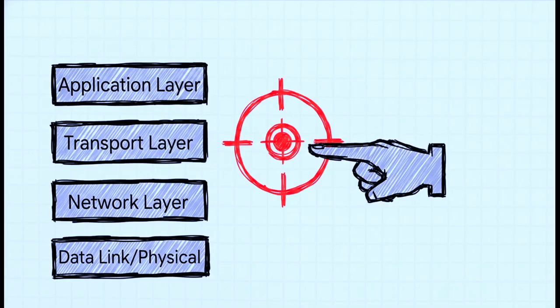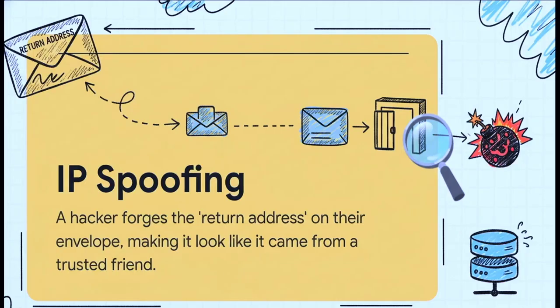But here's the kicker. One of these layers, the network layer, the one that contains the source and destination addresses, has a huge, fundamental flaw baked right into its design. And that flaw is a massive target for attackers. The attack is called IP spoofing. And with our postal analogy, it's actually super easy to understand.